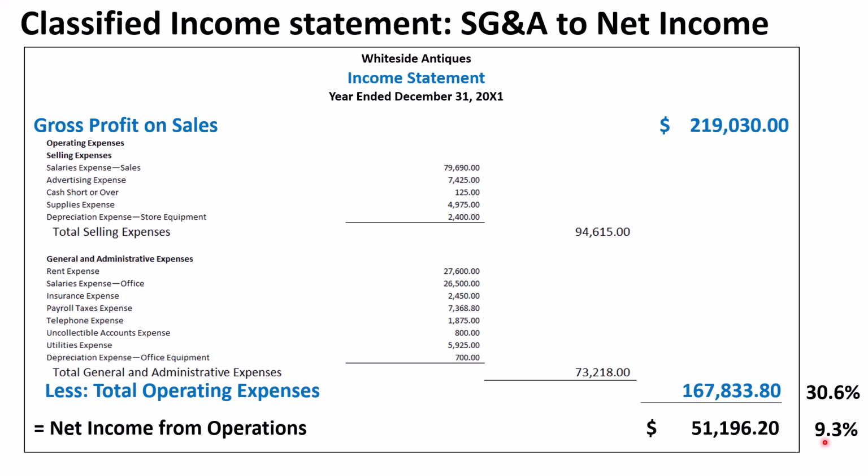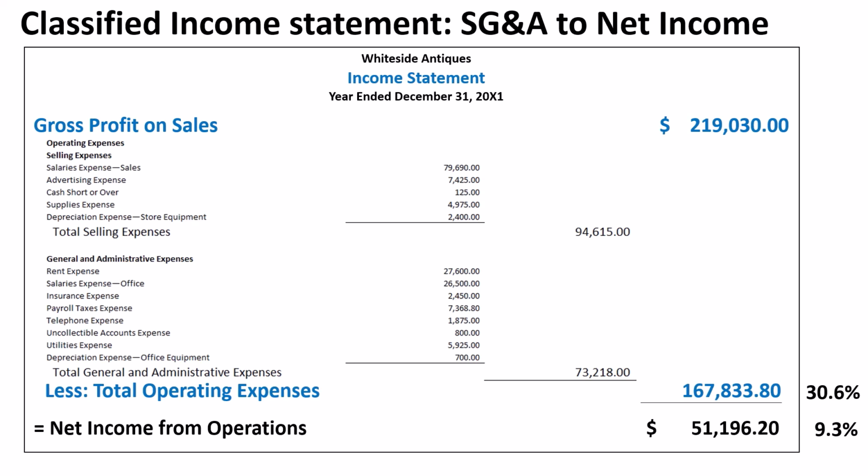In addition, investors will want to know if the company operates the business efficiently, by calculating as a percentage how much the business spends on operating expenses. For this business, we divide the operating expenses of $167,833.80 by the sales of $549,150, which is 30.6%, 17% for selling expenses, and about 13% for general and administrative expenses.